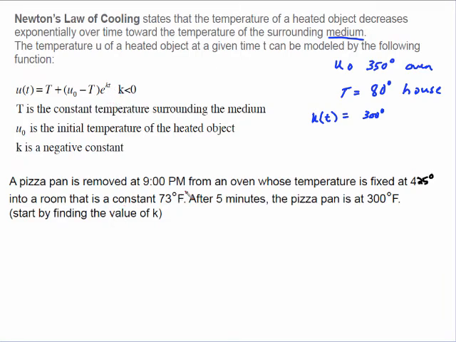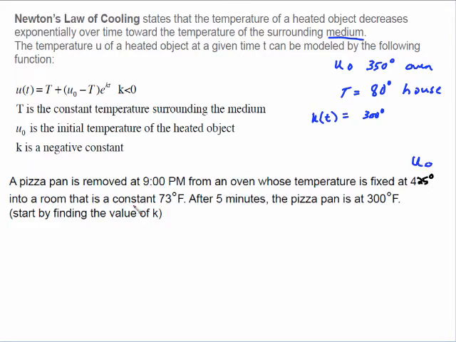A pizza pan is removed at 9 p.m. from an oven whose temperature is fixed at 425 degrees. So the oven was 425. The second you take the pizza out of the oven, it's still 425. And that is our U sub 0.